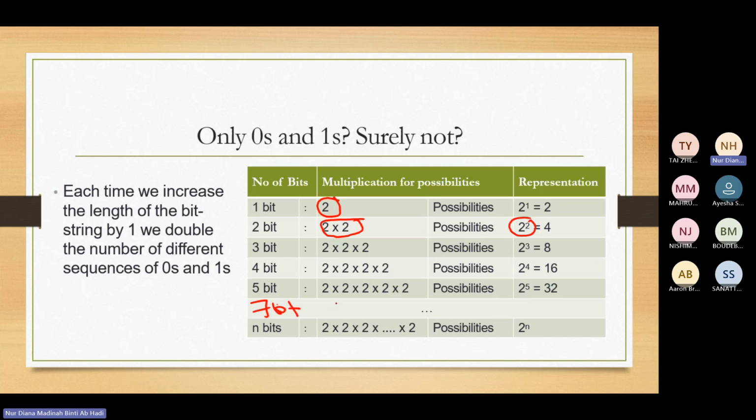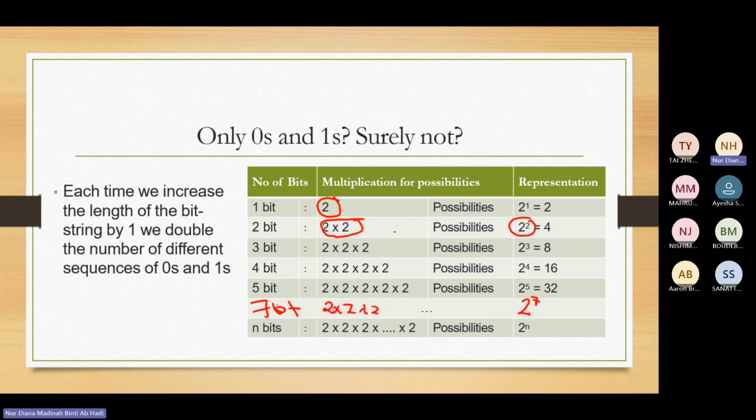So how would be the representation of 2? It will occur. Anyone? If 1 bit, you only have the occurrence of 2, once. If you have 5 bits, you have 5 occurrences of 2. How about 7 bits? 2 to the power of 7. 2 to the power of 7 of the representation, what would be the occurrence, or the multiplication of the possibility? How many times? 7 times. Yes, you have to multiply it 7 times.